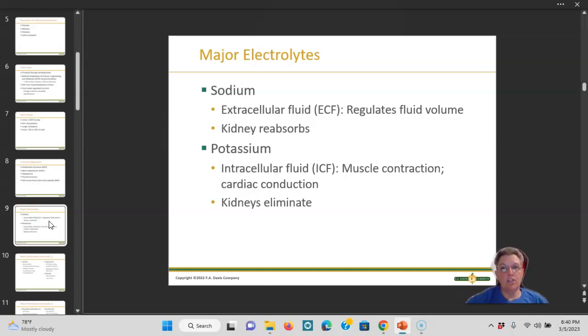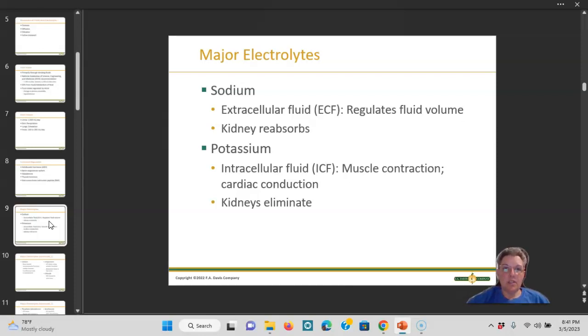Now, just consider that sodium and chloride are married and they never want to let each other go. So wherever sodium goes, chloride follows it. Sodium is an extracellular fluid and it regulates fluid volume. The kidneys reabsorb that sodium, so that's the big place where it's going to be occurring. Sodium is not necessarily going to be absorbed other places. It's more so in the kidneys. It's pulling back sodium or releasing sodium through the kidneys.